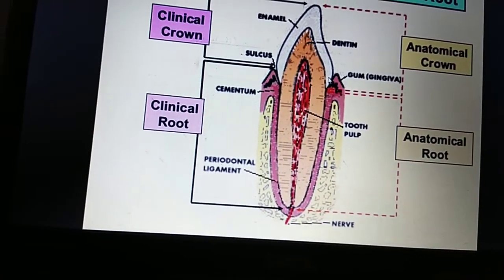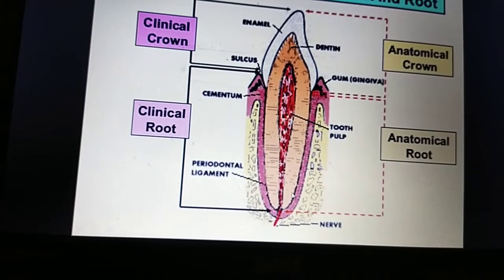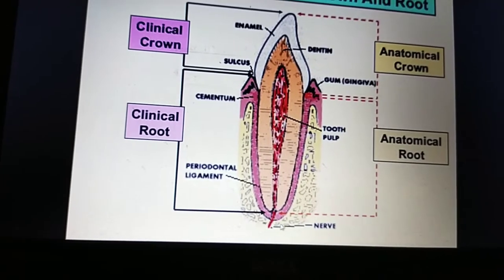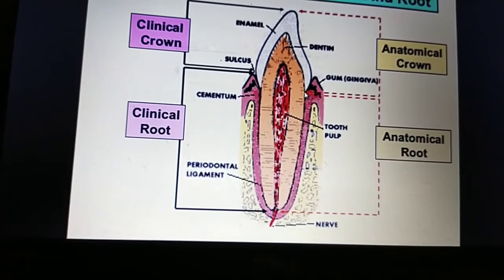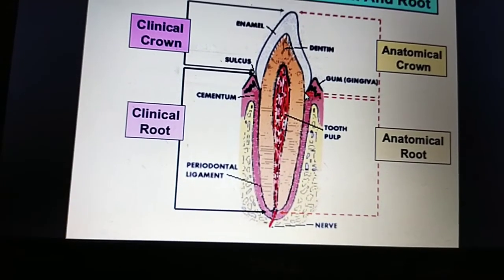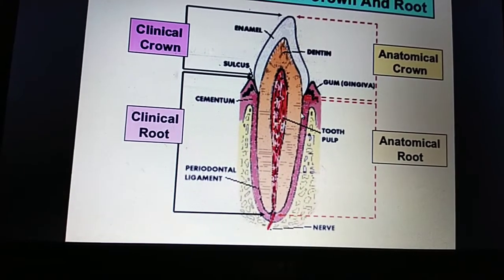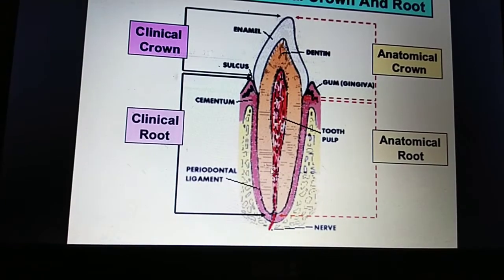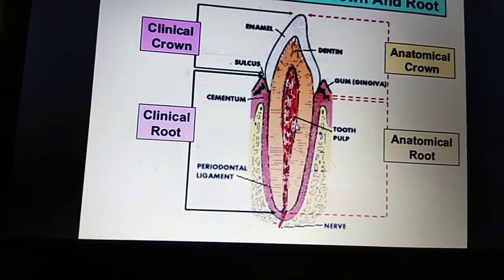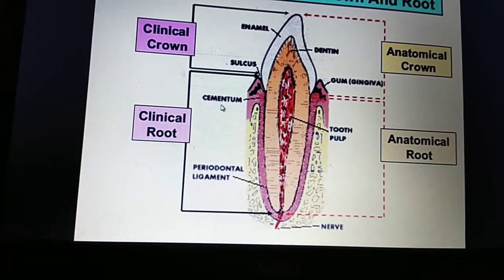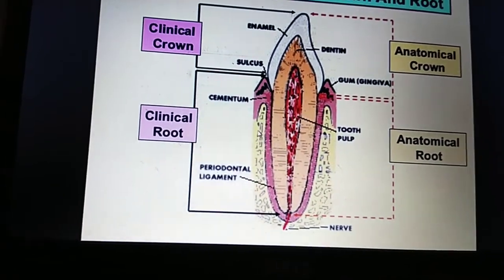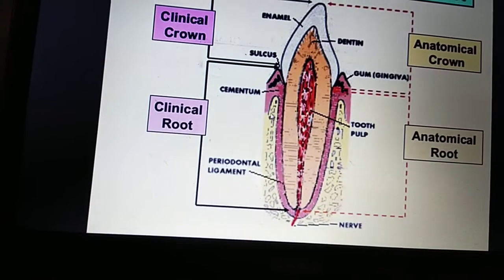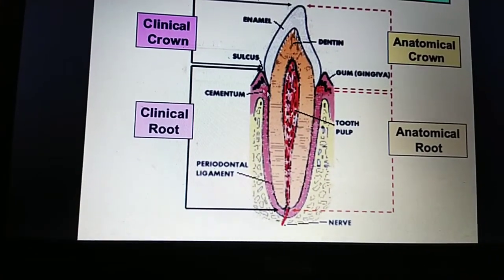Okay, this portion is covered by the cementum. It starts from the CE junction, and the whole part that is covered by the cementum is called the anatomical root. And clinical root means the part which is not seen, or not visible in the mouth. That part is called the clinical root.